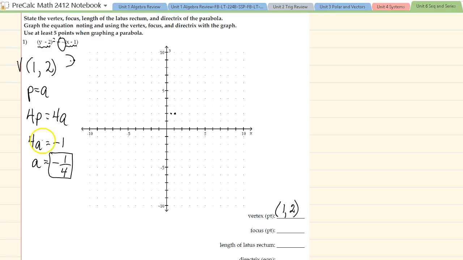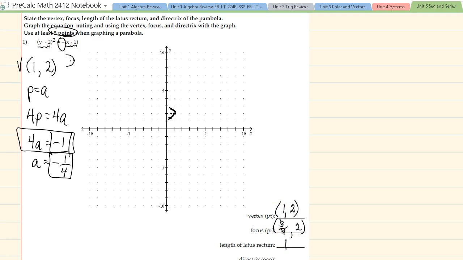From there, we know that 4P or 4A is our latus rectum, the absolute value of that. So I need to go half up and half down from my focus. That gives me these 3 points for our parabola thus far. So far we have found the focus was 1/4 in, so that's going to be (3/4, 2). That's our point for our focus. The length of the latus rectum was 1.